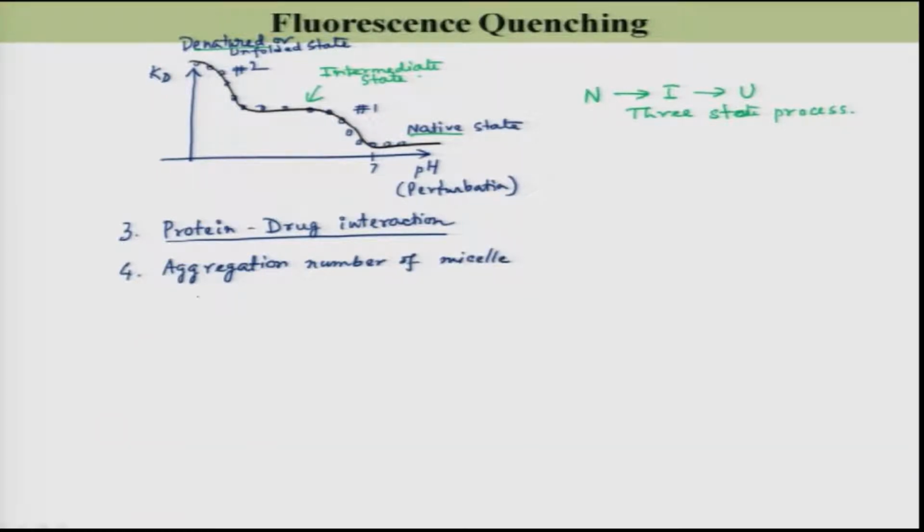So, for the aggregation number of micelle, let me first tell you what a micelle is. A micelle is a supramolecular aggregate. This supramolecular aggregate is made of surfactant molecules.